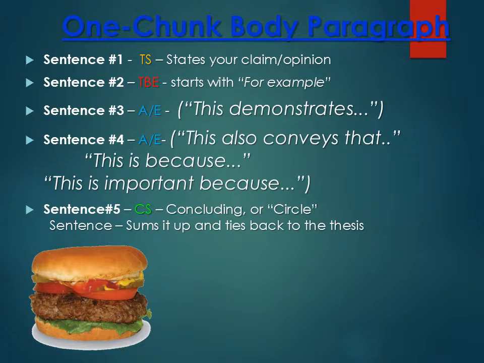A one-chunk body paragraph will include your topic sentence, which states your claim or opinion, 1 piece of text-based evidence with an introduction. It will include 2 analysis or explanation sentences. Remember, these need transitions, and a concluding sentence that sums up your whole paragraph.